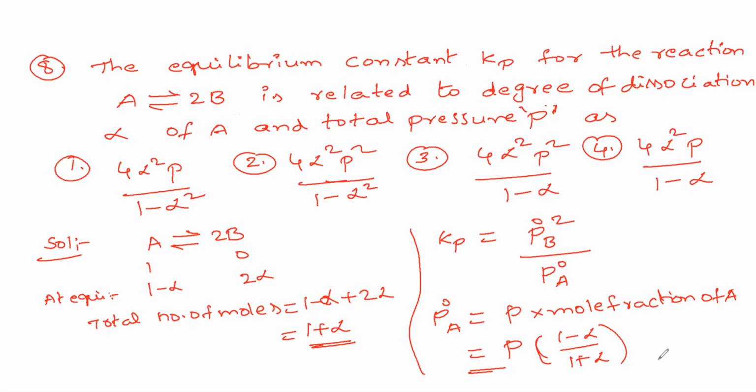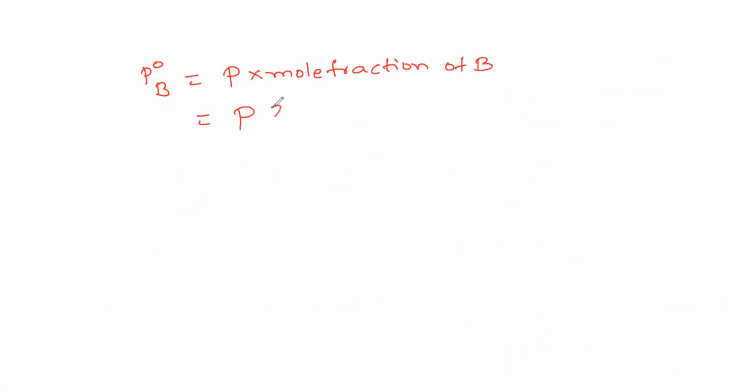Similarly, we can take the partial pressure of B. The partial pressure of B is equal to total pressure into the mole fraction of B. I'm writing each and every step by step, so please note it down. The number of moles of B is 2 alpha by 1 plus alpha. Total number is 1 plus alpha. That is 2 alpha by 1 plus alpha. Sorry, no need to take the whole square here itself. So simply I'll write only the partial pressure of B.